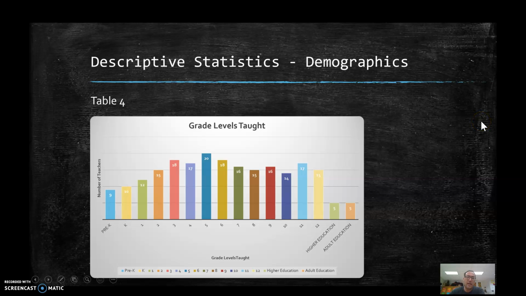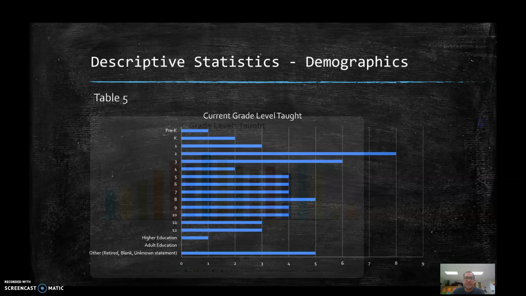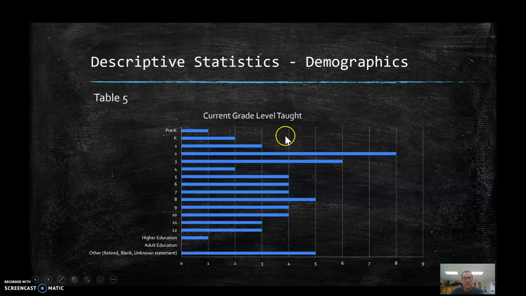So the grade levels taught is kind of all over, ranging from pre-K to adult education, with some higher ed mixed in there as well. The majority of the individuals taking the survey identify themselves as having taught elementary, as well as currently teaching elementary. So a vast majority, as you can see here, are currently teaching in elementary.